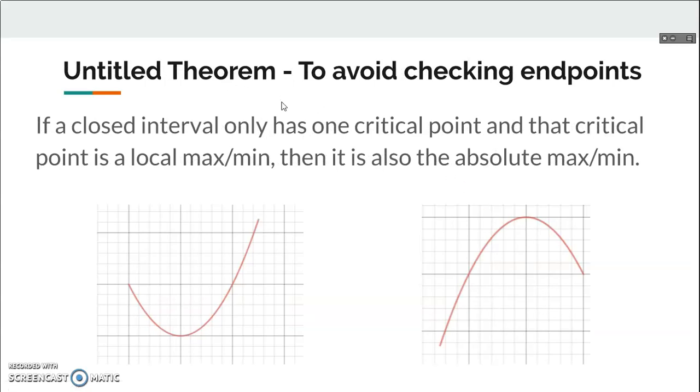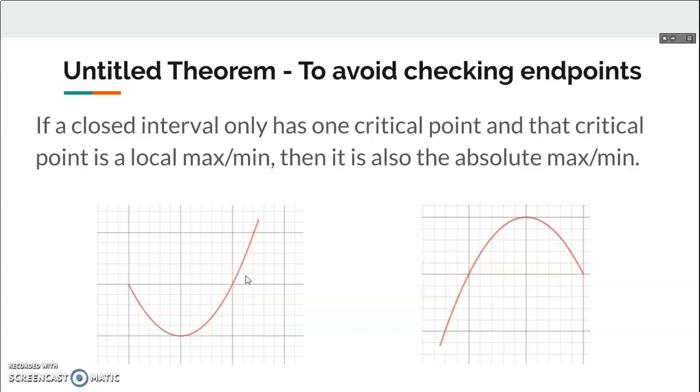I don't know what the name of this theorem is, but as I was working through all the problems you guys are going to be doing this week and then looking at the keys, one of the things they talk about is if a closed interval only has one critical point and that critical point is a local max or min, then it is also the absolute max or min.